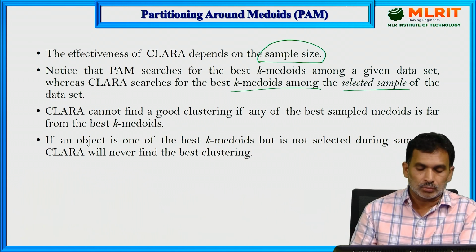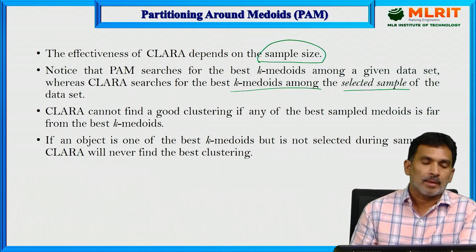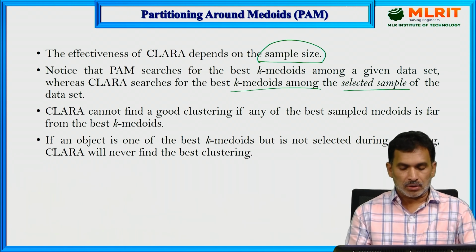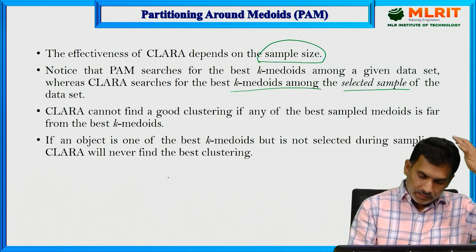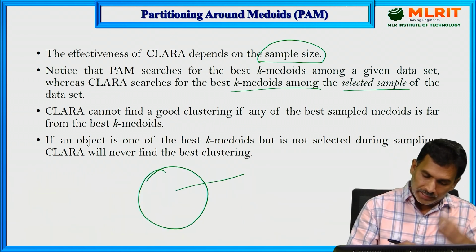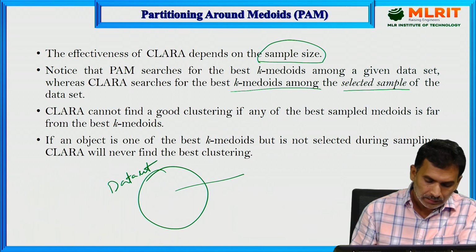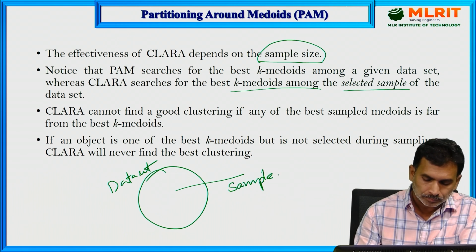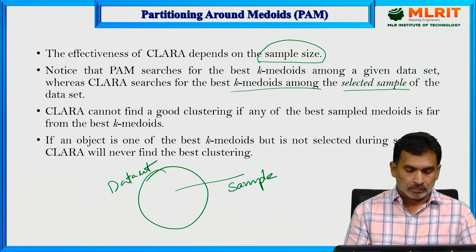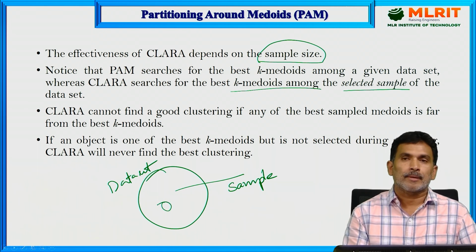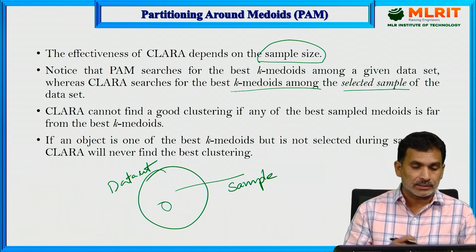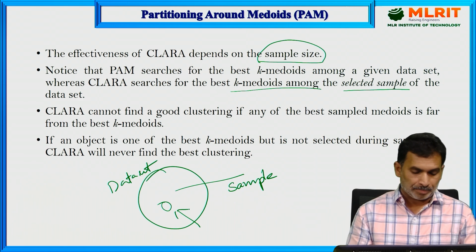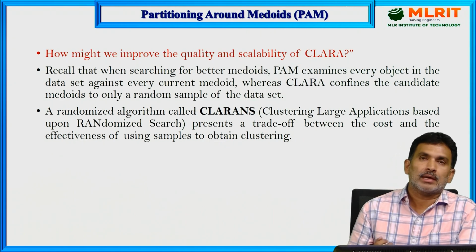And CLARA cannot find a good clustering if any of the best sampled medoids is far from the best k-medoids. If an object is one of the best k-medoids but is not selected during sampling, then CLARA will never find the best clustering, because there is no possibility. We select the sample from the population, that is, from the entire data set. What the last point says is that if the data has one best object for a cluster, but it is not selected while sampling, then CLARA will never find the best clustering. Whereas in partitioning around medoids, there would be a possibility to select the best medoid.